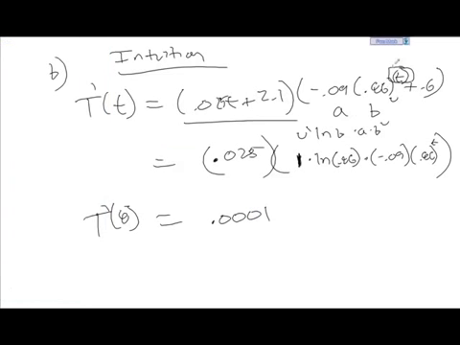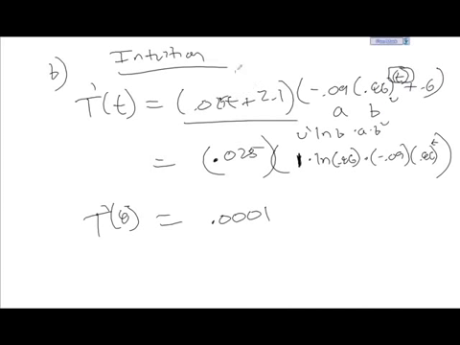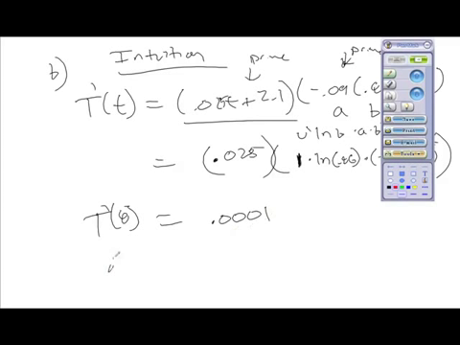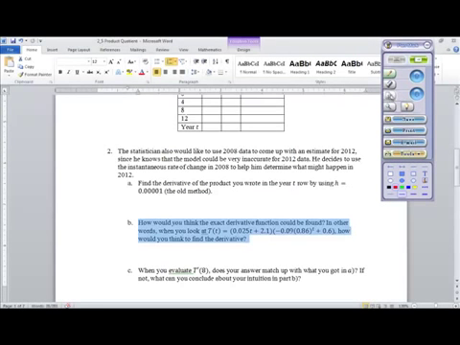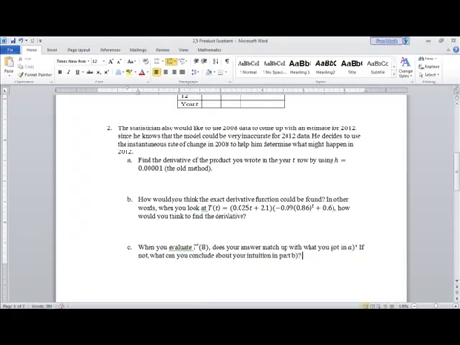Now, that's not what we got over here using this method. I got 0.024. So how can it possibly be that our intuitive way of just taking the prime of this guy and taking the prime of this guy doesn't give us the right answer? So this method, our intuition fails us here. That's really what we're trying to build up. When you evaluate t prime of 8, does your answer match up with what you got in A? If not, what can you conclude about your intuition in part B? We can conclude that our intuition in part B, that we can take the derivative of each factor and then multiply it together, does not work.